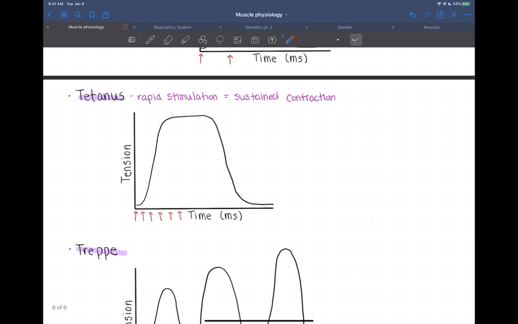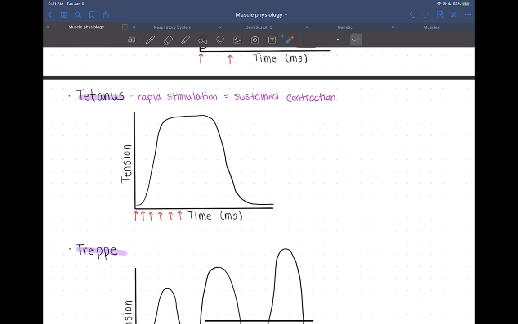And so what it looks like is you have these rapid action potentials being sent like this. And so the idea is you send another action potential before you even reach a point where you're starting to relax, right? So you just keep that muscle in that constantly contracted state. All right, and so you can sustain that tetanus as long as your muscle has the ATP to remain contracted.